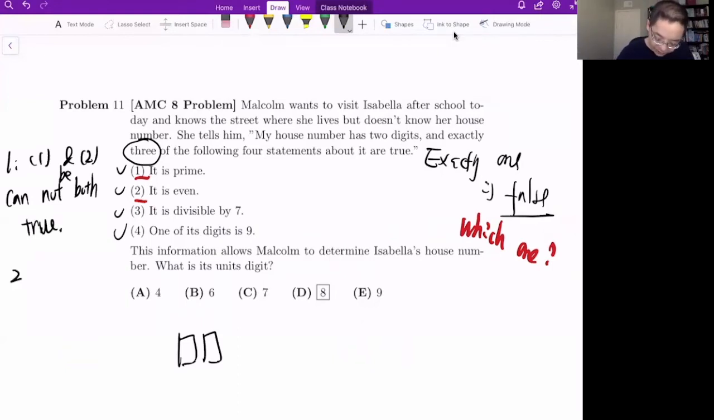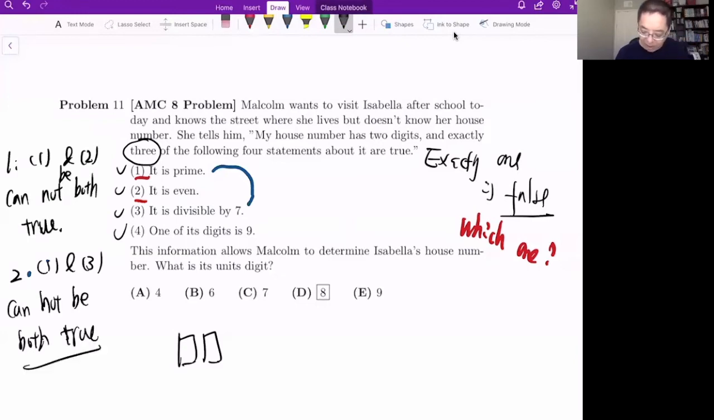And also the first says it's prime and the third says divisible by 7. Let's say 1 and 3 are both correct. That means the number is prime and divisible by 7. Well, there's only one such number, which is 7 itself, otherwise it cannot be prime. But again, it has 2 digits. So 1 and 3 cannot coexist. That means one of them must be false. So 1 and 3 cannot both be true.